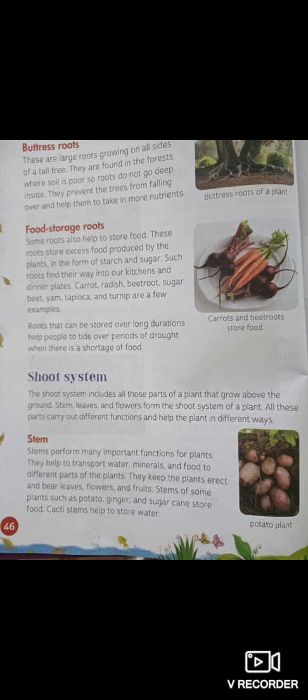All right, so let us read a little about the shoot system. The shoot system includes all those parts of a plant that grow above the ground. Stem, leaves, and flowers form the shoot system of the plant. All these parts carry out different functions and help the plant in different ways. The stem, the first part of the shoot system. Let's learn about the stem.